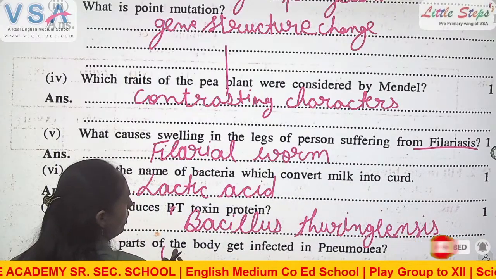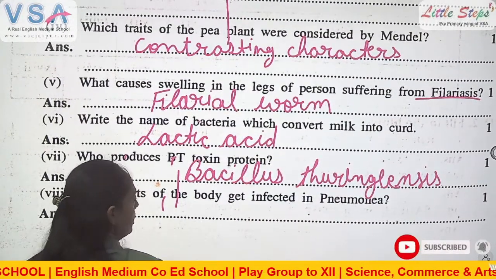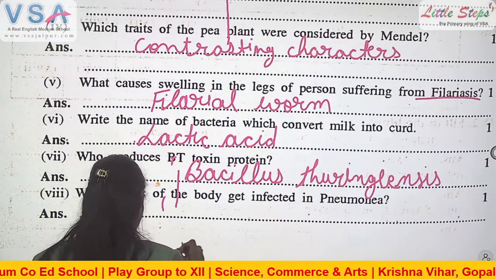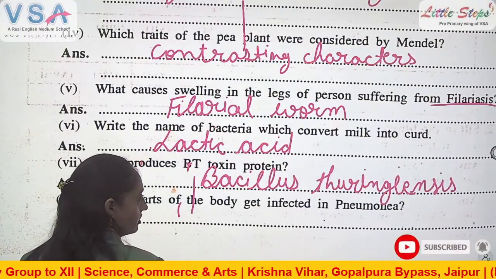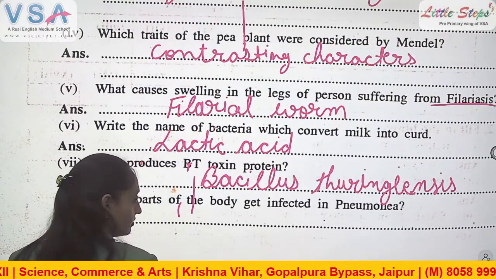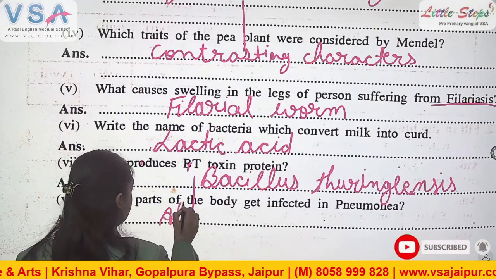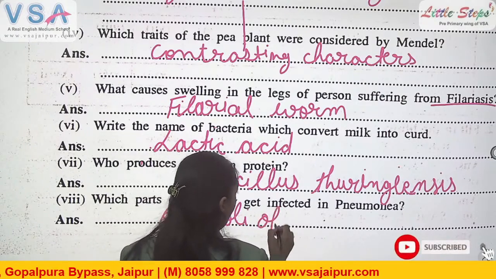Which part of the body get infected in pneumonia? Alveoli of lungs. So this is the alveoli of lungs.